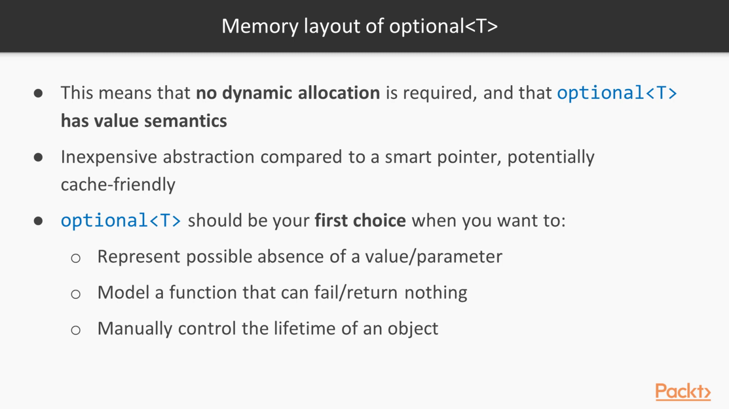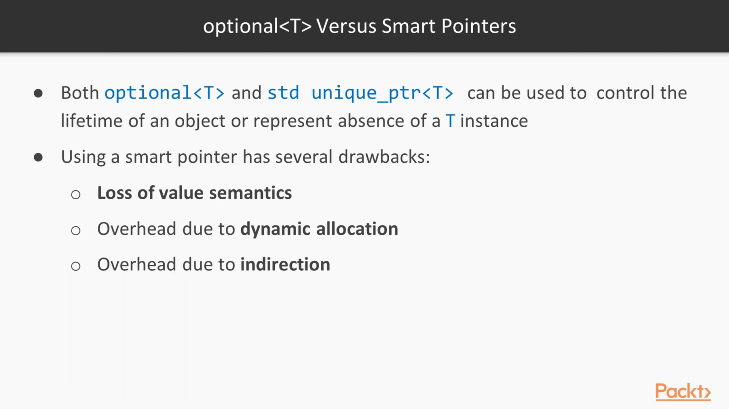So my guideline is that optional should be your first choice when you want to either represent the possible absence of a value or parameter, model a function that can fail or return nothing, or manually control the lifetime of an object. Let's take a closer look at the comparison between optional and smart pointers.